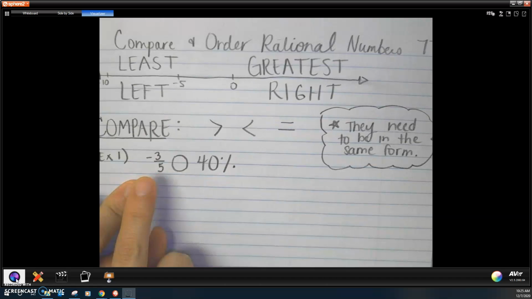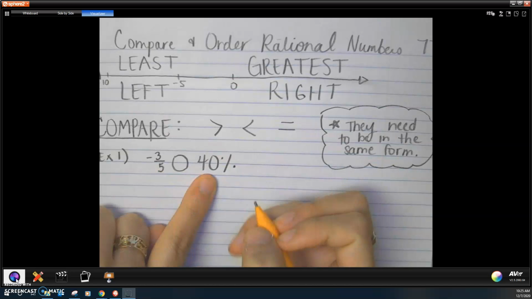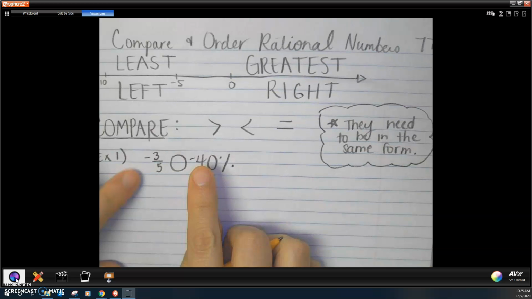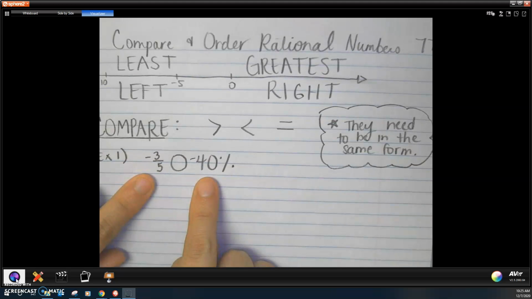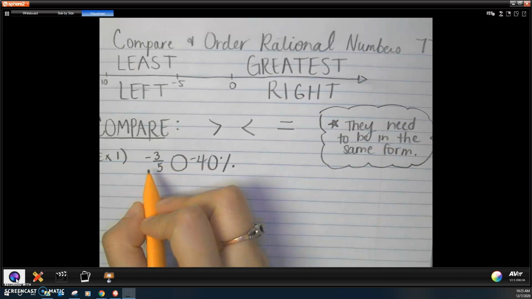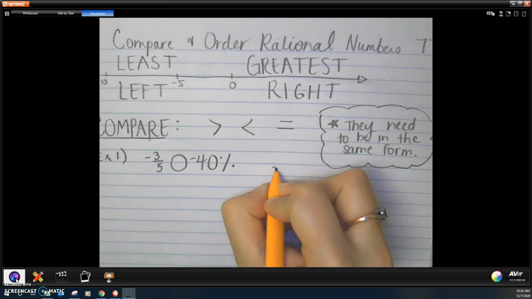So in this case, I'm going to change this fraction to a percent. And I'm actually going to make this a negative to make it more challenging. So make sure you fix those. They're both negatives. Alright, so to compare, we need to make sure they are in the same form. And I think it's easier to compare percents rather than fractions. So I'm going to be changing this fraction into a percent.